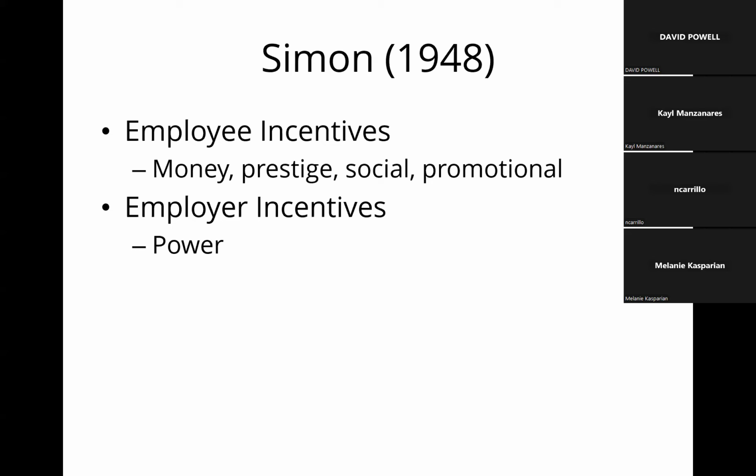Herb Simon, who we also run into a great deal in the public administration literature, also chimes in here in terms of incentives and motivation. And he makes his dichotomy along the lines of employee versus employer incentives. So he says the types of incentives that appeal to employees are money, prestige, social opportunities, promotional opportunities, as contrasted to the types of incentives that appeal to the employers, which is more power and authority. And again, this goes back to our good friend McClelland. And so we tend to see different types of incentives that can be used for employees as opposed to the incentives that usually appeal more to the employers.